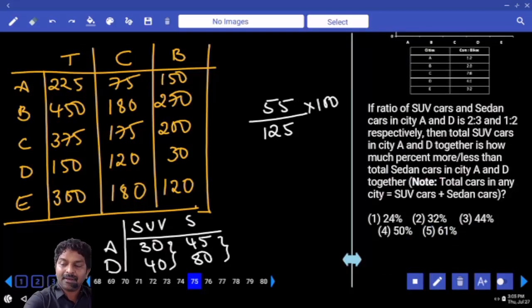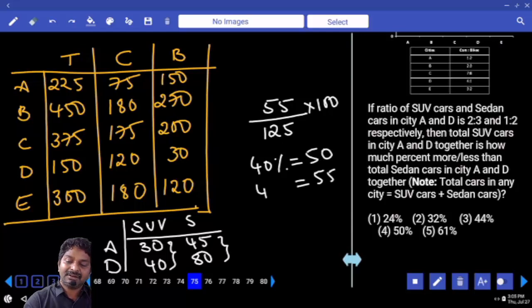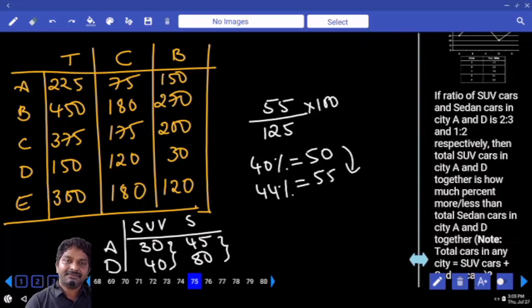Yes. Now, what is 10% of the denominator? Double. 10% double in the sense 40% only. If 40% is equal to 50, then 55% is equal to 44% only. We are just adding 10% of the numerator, 10% of the above number. Here also we add 10%, right?